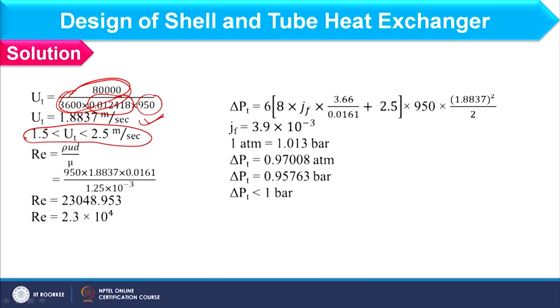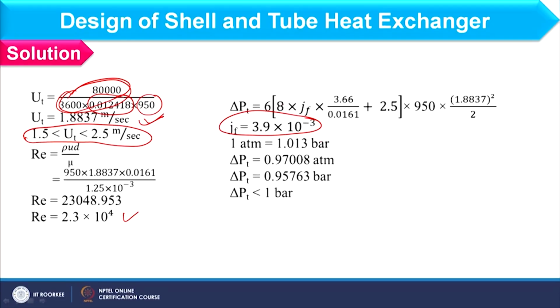So, whatever di I have chosen, it is not changing, it is not giving velocity which is beyond the range, okay. So, I can consider di whatever I have obtained as correct assumption. Okay. So, considering that, we can find out the Reynolds number in tube side, and it comes as 2.3 into 10 power 4. Okay. So, based on that, again we have to find out JF factor from the graph, and it comes as 3.9 into 10 power minus 3.